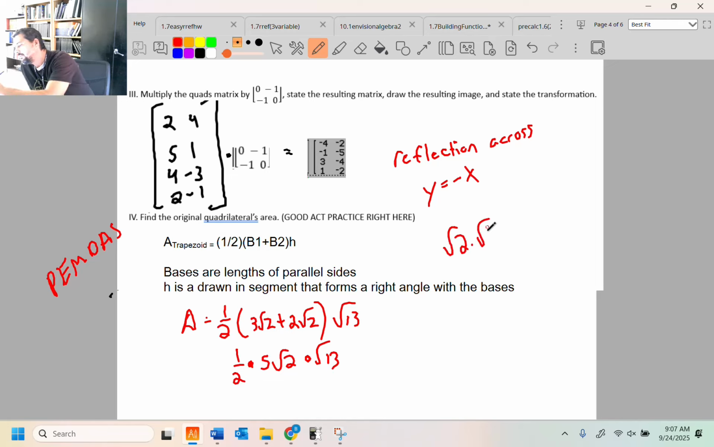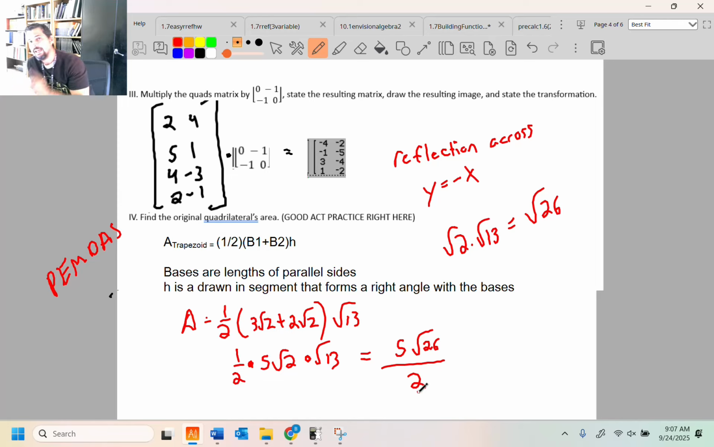Root 2 times root 13 should come as no surprise to you that it's root 26. There's a 5, so a 5 root 26, all over 2. And that is as far as you can take it. It's, by the way, square units, because it's area. That's as far as you can take it.